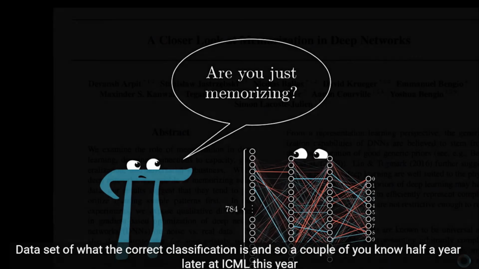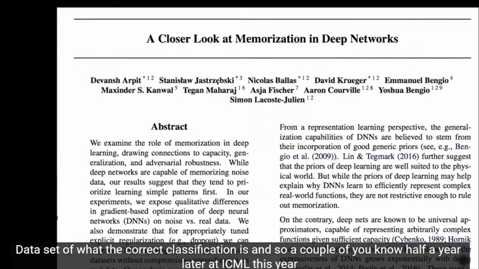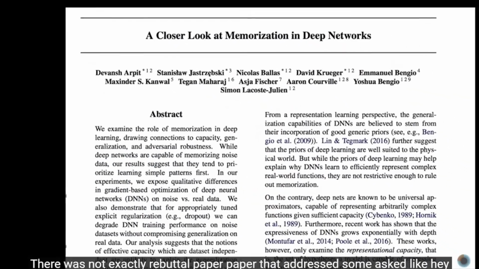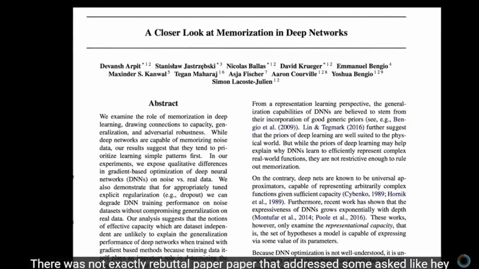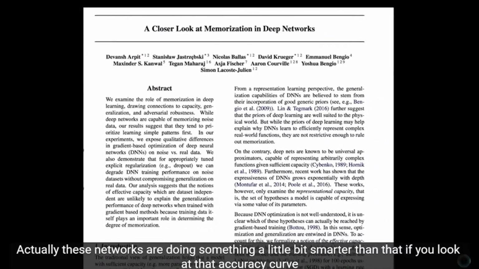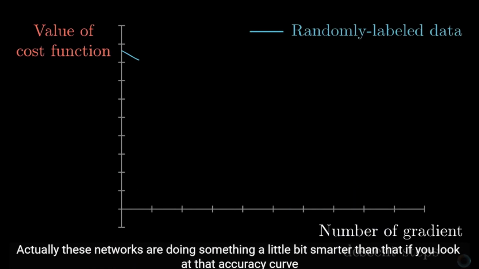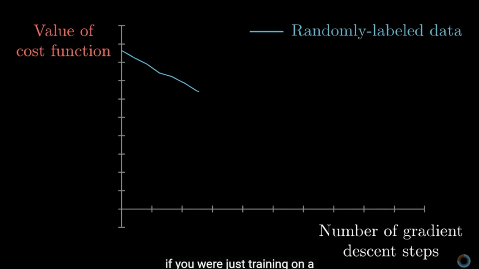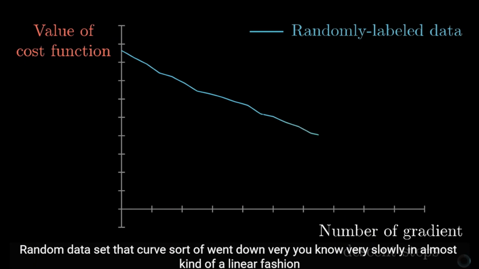And so half a year later at ICML this year, there was not exactly a rebuttal paper, but a paper that addressed some aspects of like, hey, actually these networks are doing something a little bit smarter than that. If you look at that accuracy curve, if you were just training on a random data set, that curve sort of went down very slowly in almost kind of a linear fashion.